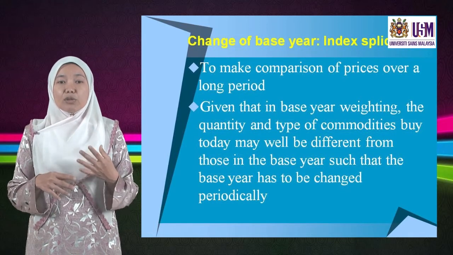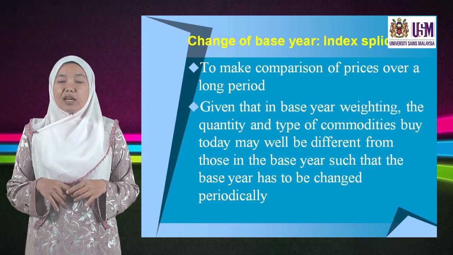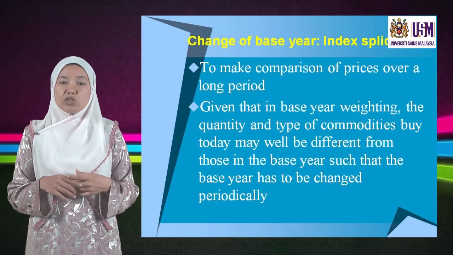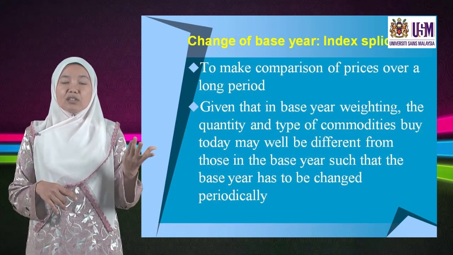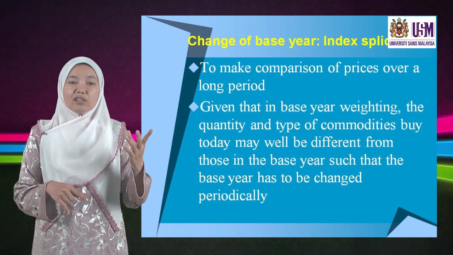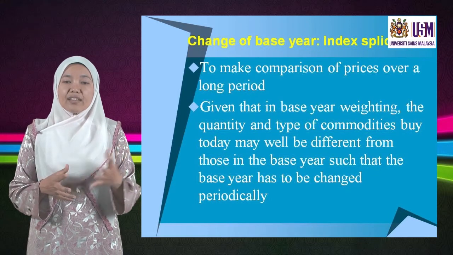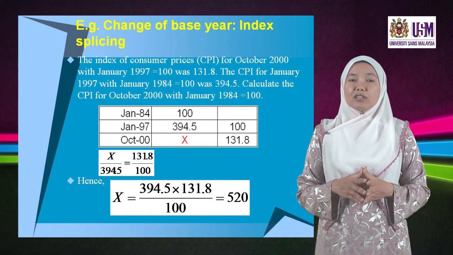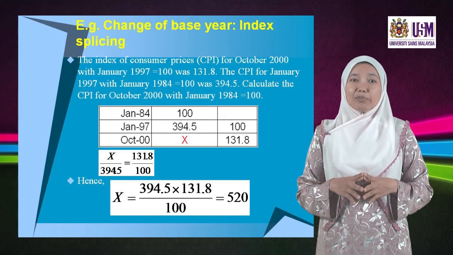So if you look at the consumer price index for Malaysia, from the earlier part of its calculation until today, the base year has been changed. For example, last time we had base year of 2000, before that base year 1974, and a lot of other base years, according to which year index that you are referring to. So let's look at this example in terms of changing your base year, or what we call index splicing.